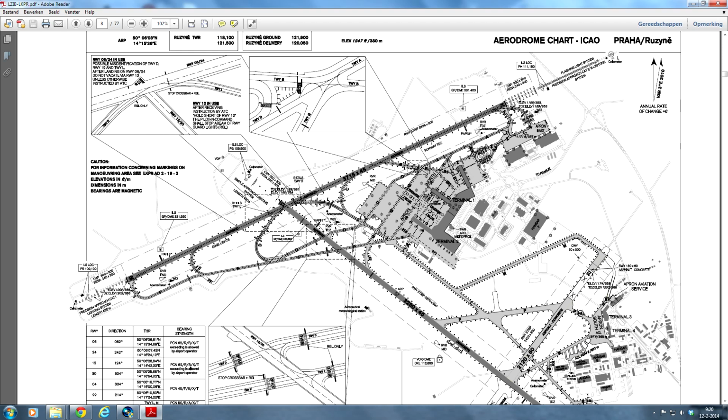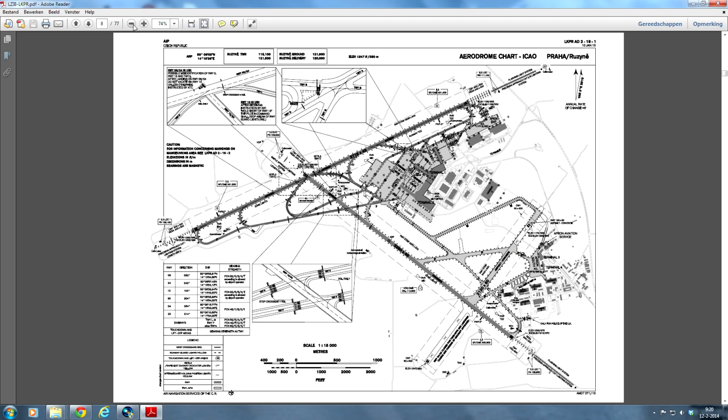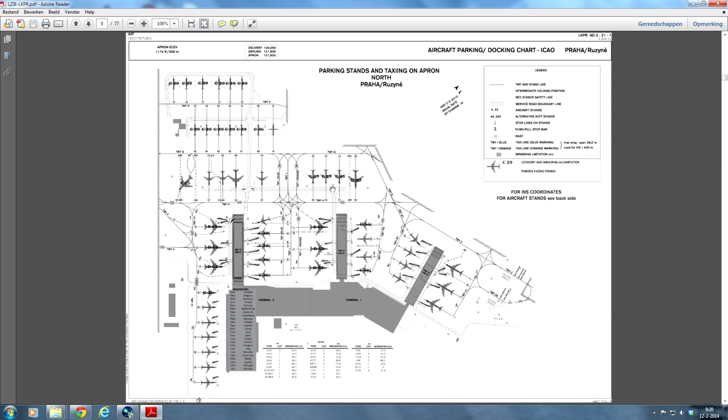So give this chart a good review at your arrival, because you have to be aware of all the taxiways out there. You're going to be leaving the runway at pretty high speed, and you don't have any idea where you're going. So make sure you study the taxiways, be aware where they are and how they are called, and then you'll be fine. Then we'll move over to the last chart.